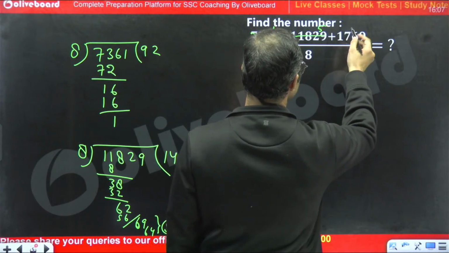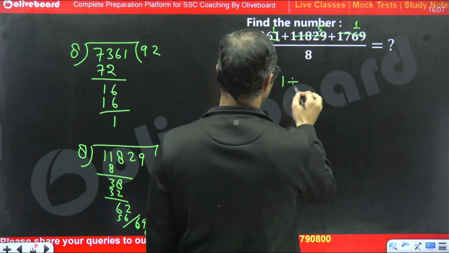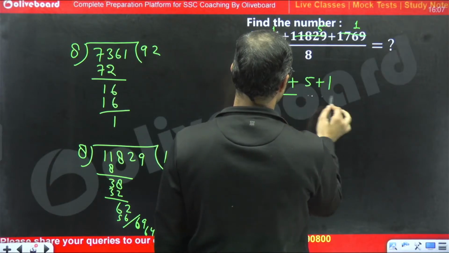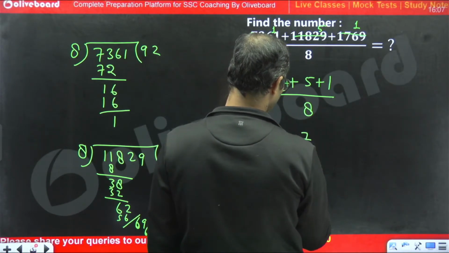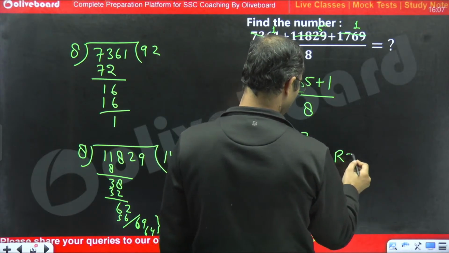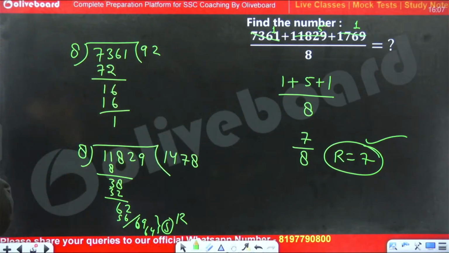8 2s are 16, 8 1s are 8, so 1 is the remainder. So we can say 1 plus 5 plus 1 divided by 8. Simply we got 7 divided by 8, so the remainder is 7. I hope the concept is clear. 7 is the remainder.